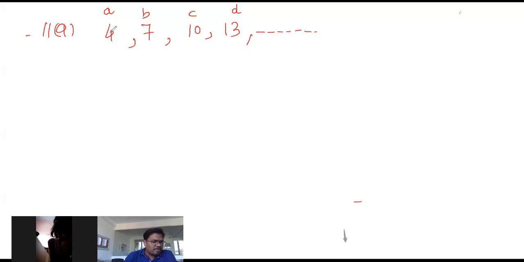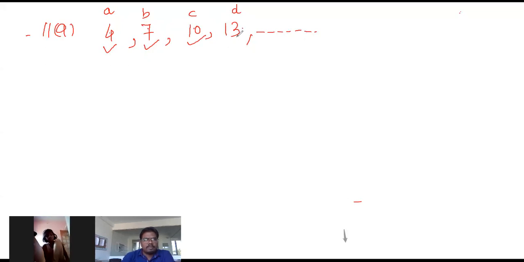In the first part, there will be 4 matchsticks. In the second, 7. In the third, 10, and in the fourth, 13. These are the number of matchsticks written over here. Is this clear to you? Yes, everyone, sir. Okay, now.